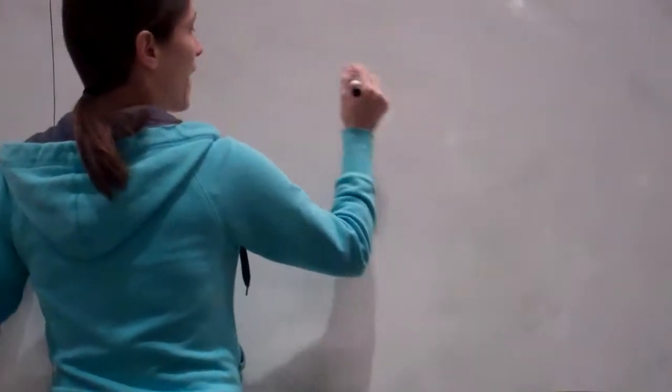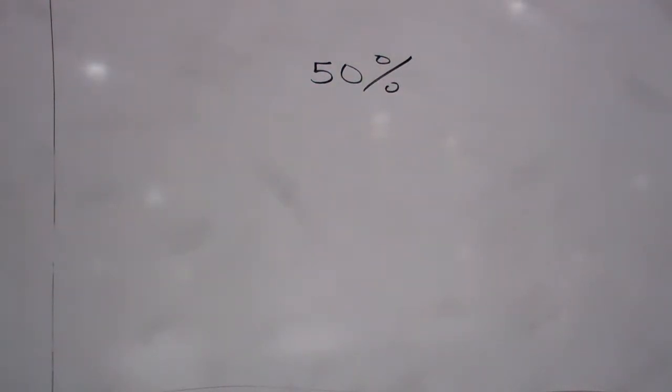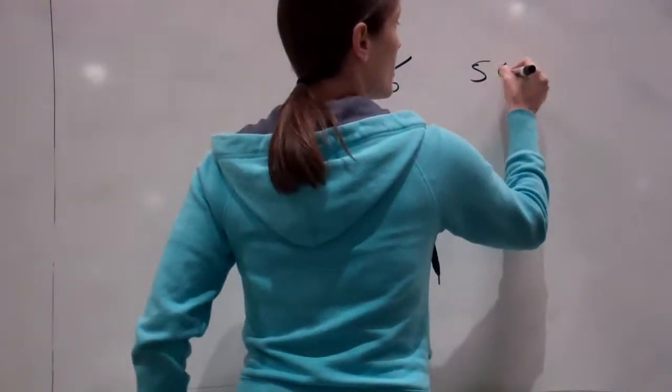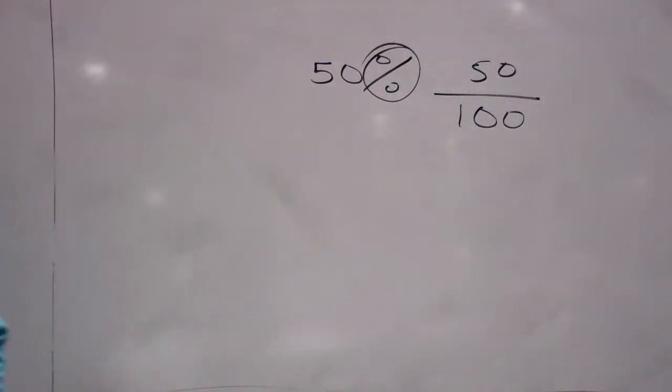All right, now, converting percents into a decimal. Okay? So, if I had 50%, what am I actually saying? Let's make it into a fraction first. 50 over 100, because this percent means per 100. Does everybody remember that? It'd be 0.5.